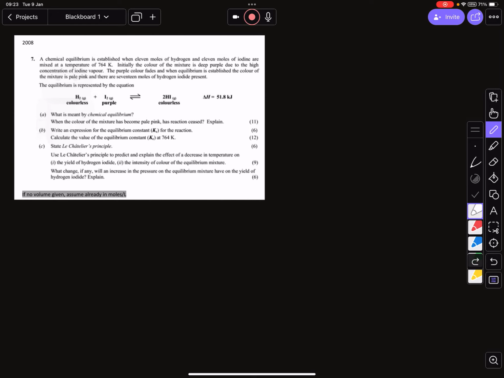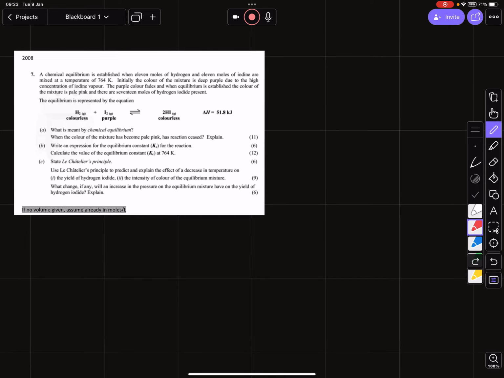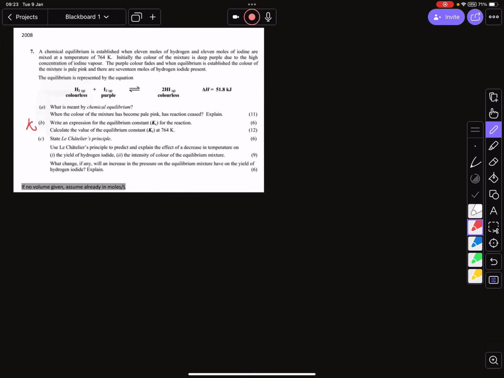Okay, so this is a straightforward equilibrium calculation. It is 2008. We are interested only in this part B here, where it says write an expression for the equilibrium constant Kc and calculate the value. So our Kc we always write as products over reactants. So we are putting the HI and we put it in square brackets because square brackets mean moles per litre.